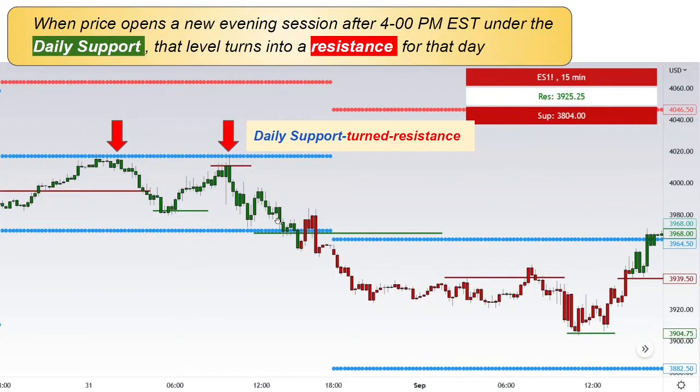When price opens a new evening session after 4 p.m. Eastern Time under the daily support, like here, you see price starts the day under the support.